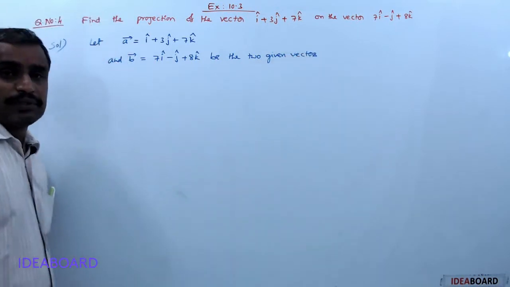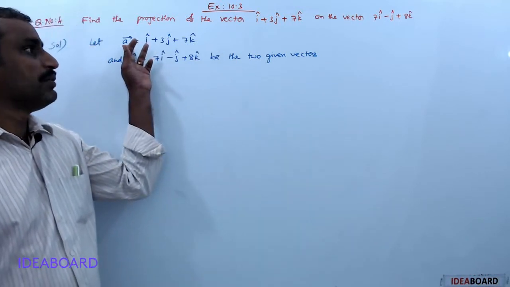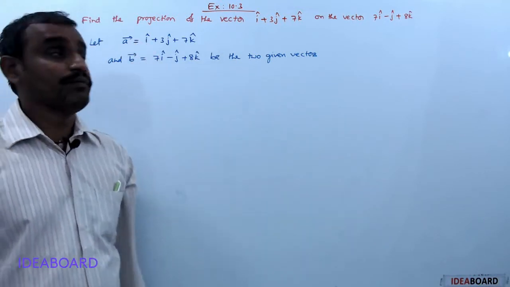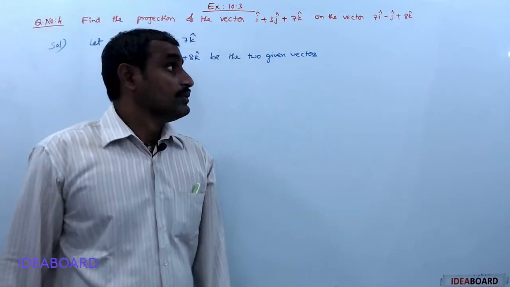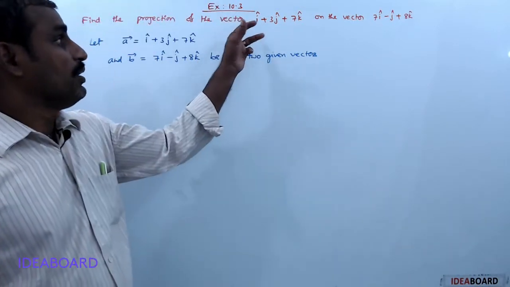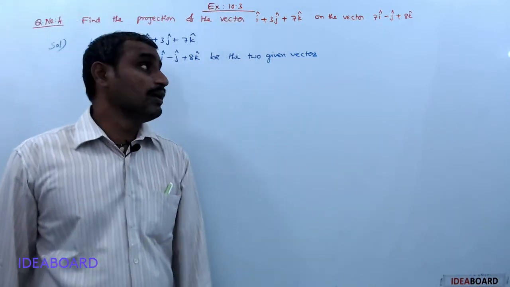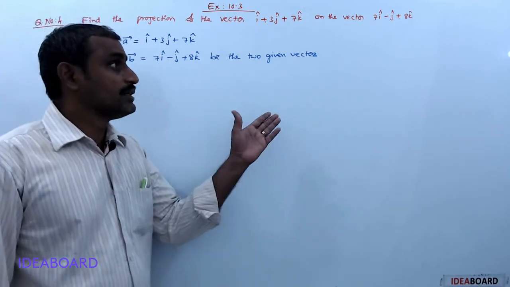So now, given two vectors, one denoted by a bar and another denoted by b bar, we want to find the projection of the vector a bar on b bar. We know the formula: a bar dot b bar by magnitude of b bar. We discussed this in the previous question.